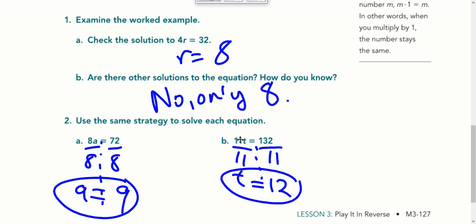Okay, b, 11 times t. So t is being multiplied by 11, so we want to divide by 11. So both sides get divided by 11. What's left on this side? Just t, because these cancel out. And then 132 divided by 11 gives me 12. Then I can check, does 12 times 11 give me 132? And I think it does. So again, I can circle with confidence.